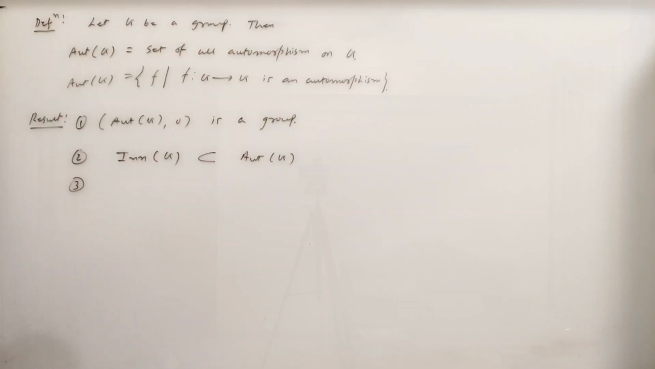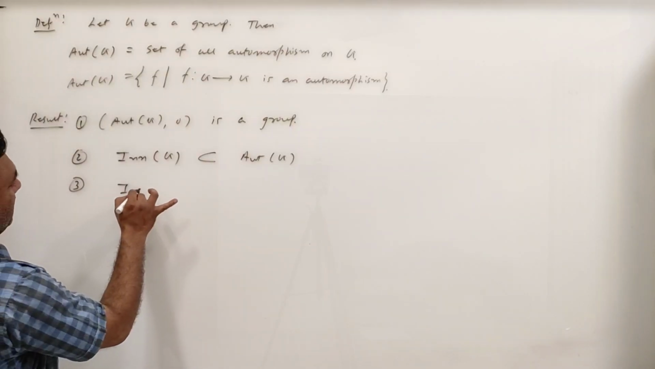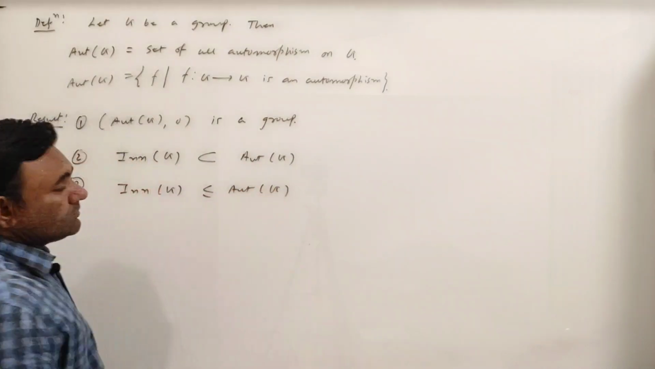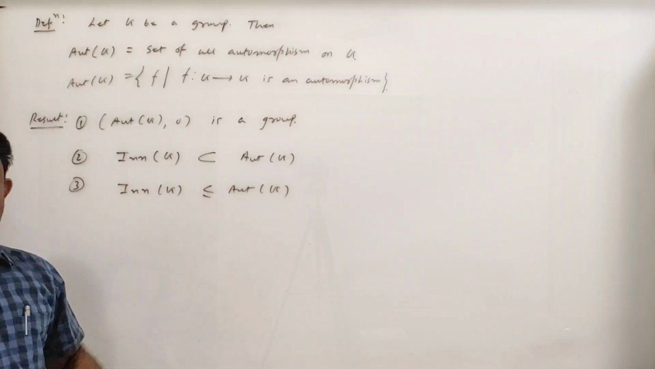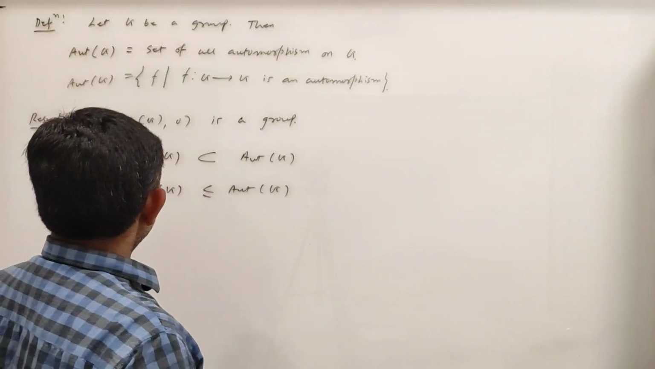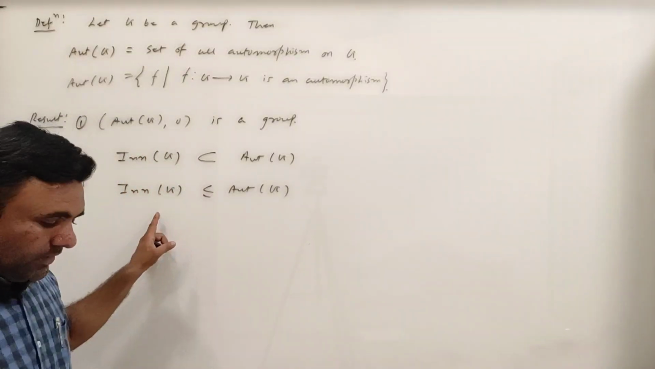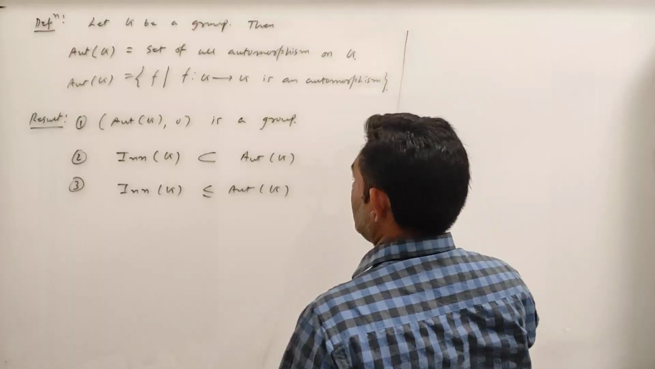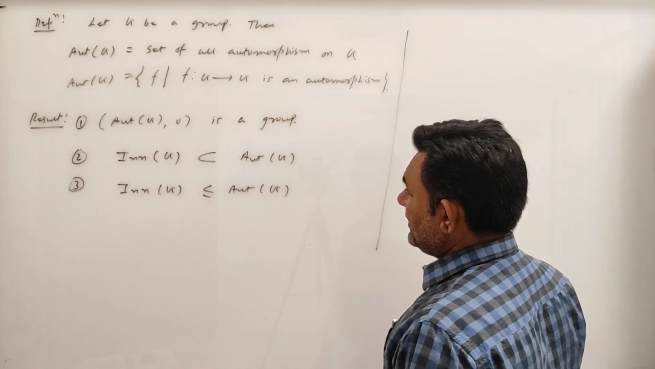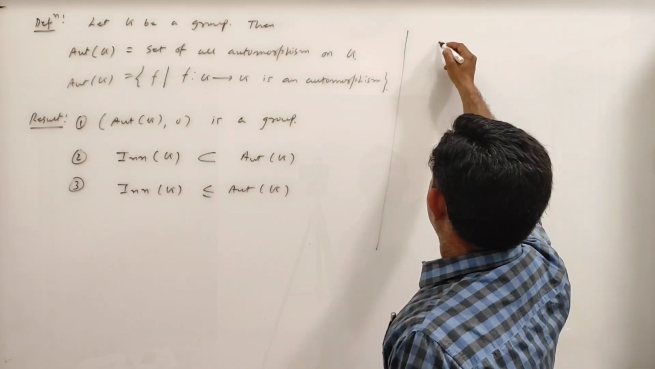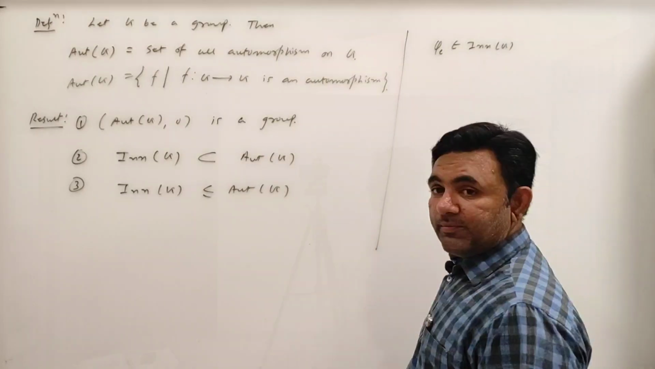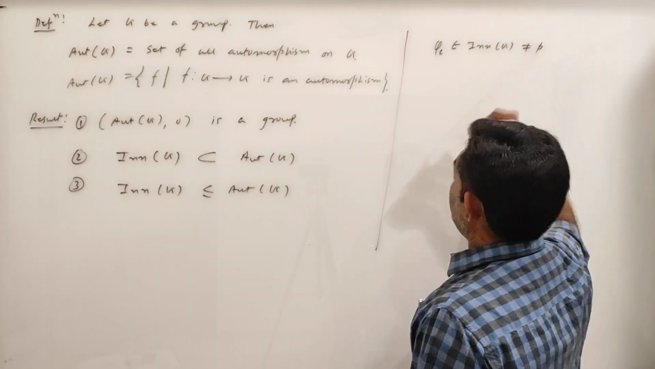Third one, InnG is a subgroup of AutG. It will be a subgroup of it. How? Let us prove it quickly. So first of all, InnG is non-empty. How is it non-empty? First of all, it is a subset of AutG, that is fine. And InnG is non-empty because you consider phi E. So phi E belongs to InnG. So InnG is non-empty.